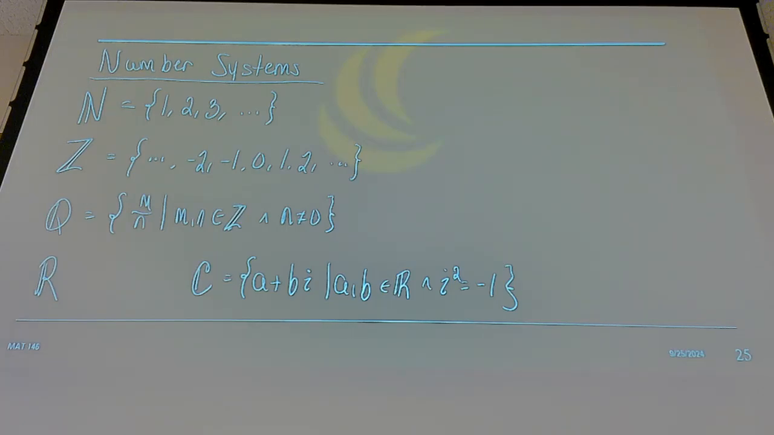There are number systems beyond the complex. The next number system is called the quaternions: a plus bi plus cj plus dk. i, j, and k have special relationships. So the quaternions have 4 components. After the quaternions are the octonions, which have 8 components.